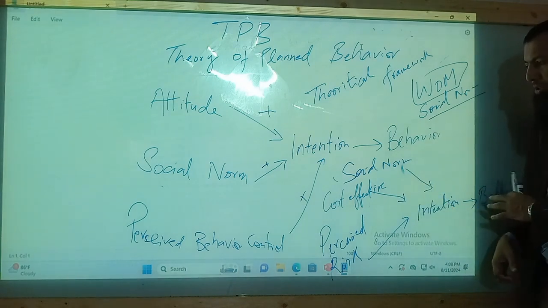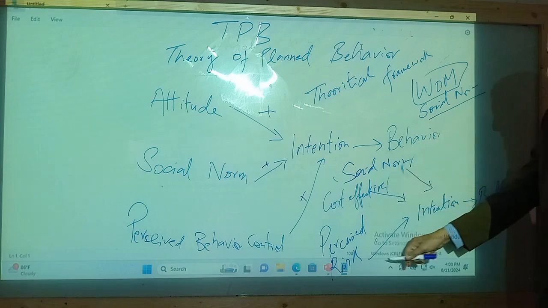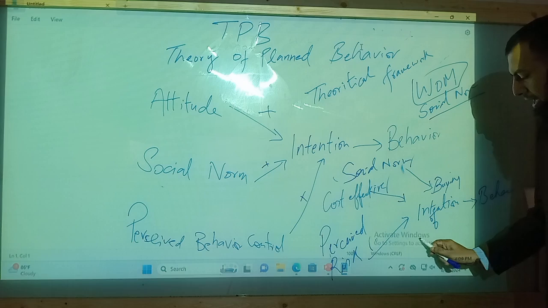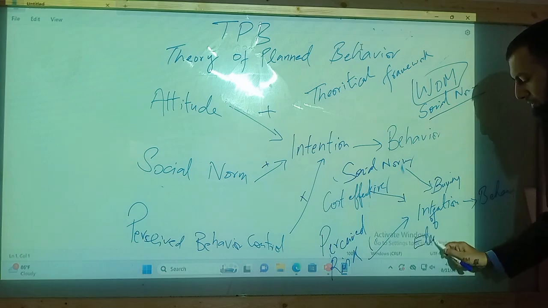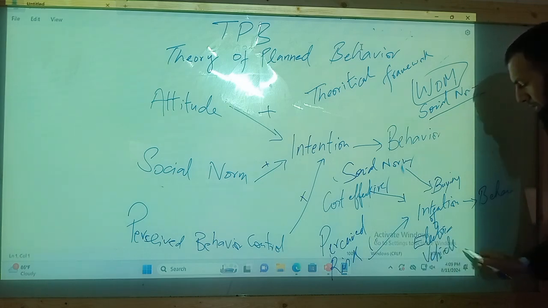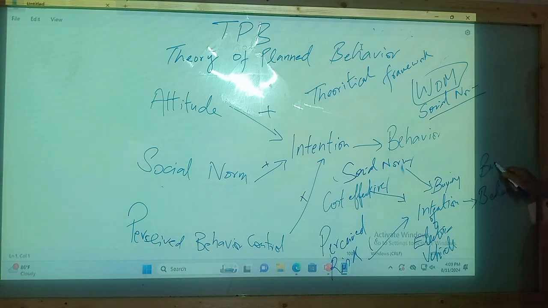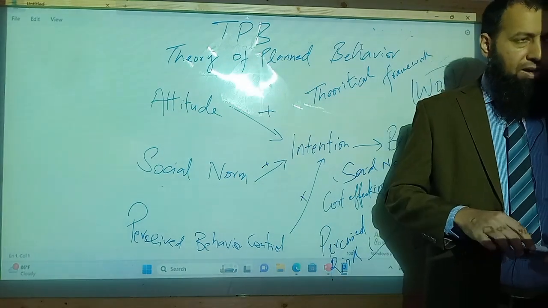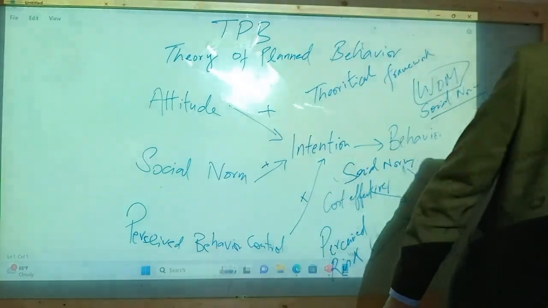So you see, the conceptual model with the social norm, cost effectiveness, and perceived risk has been made for the buying intention of electric vehicle, and buying behavior of electric vehicle. So that's how we make things. So I think we are done with the theoretical framework. Now we shall move on to the next part of our discussion, that is the variables.